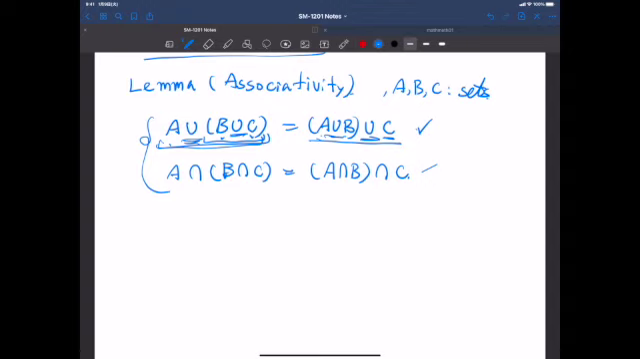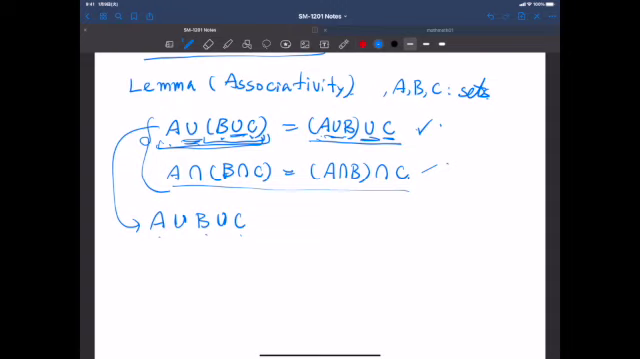Because of these properties, we can simply write something like this. For this, we can write A ∪ B ∪ C, without parentheses, because we don't have to worry about the order, which union should come first. Either can come first, and we get the same result. And same for the intersection.